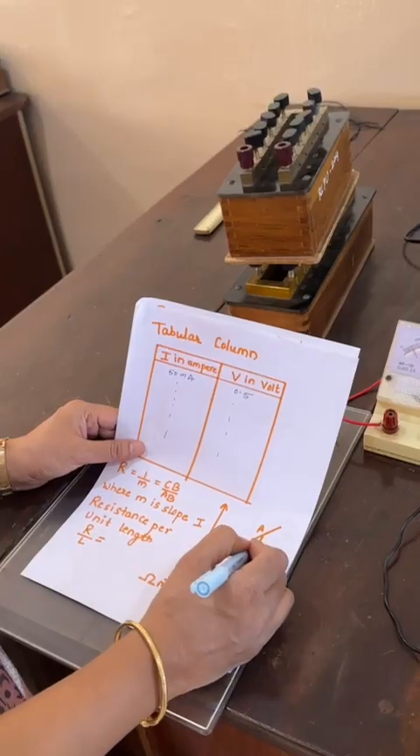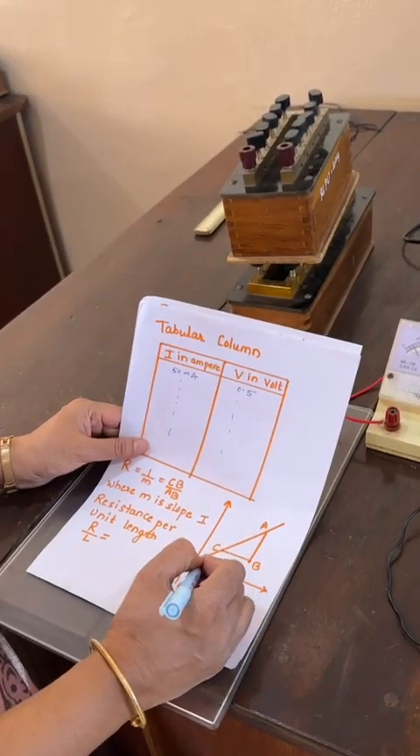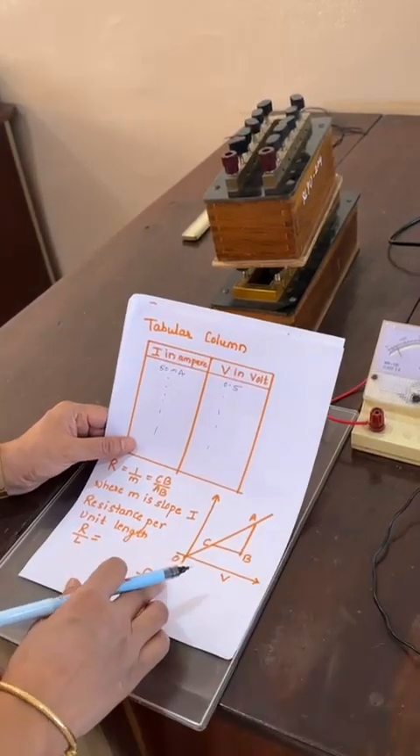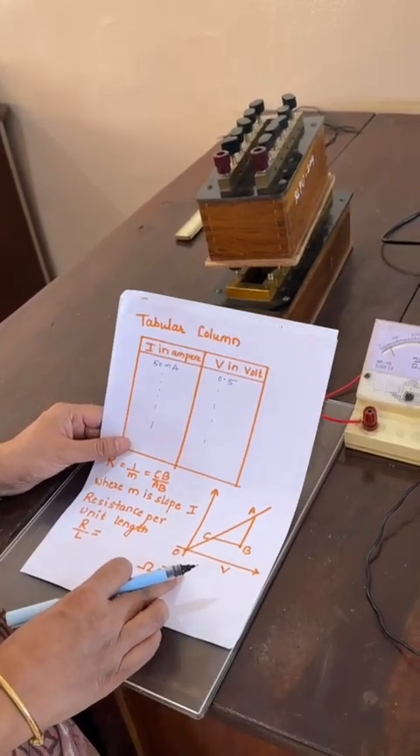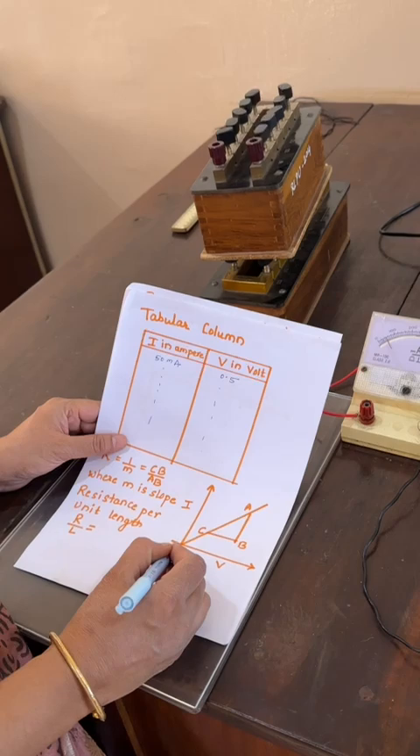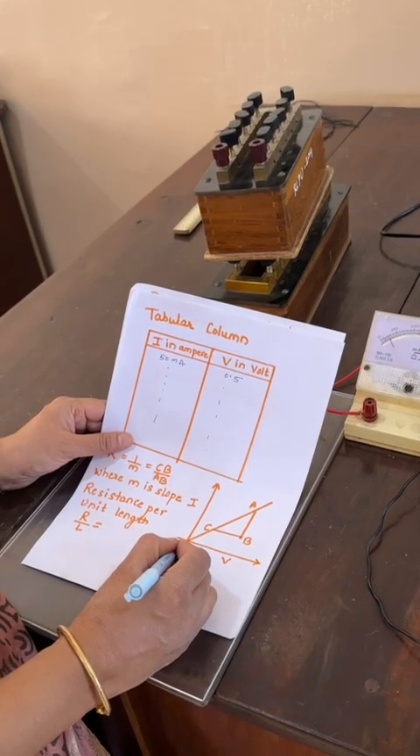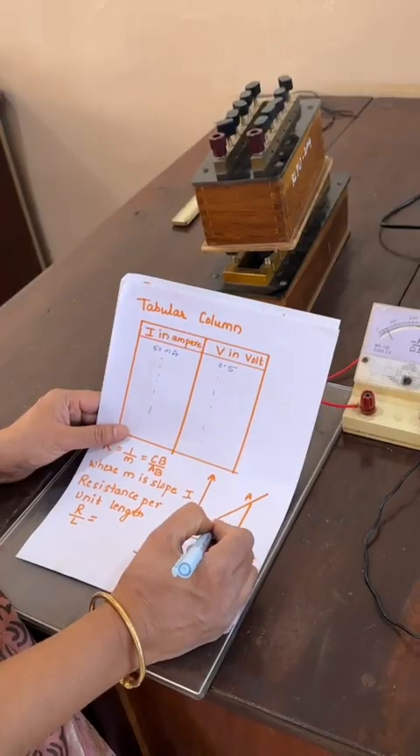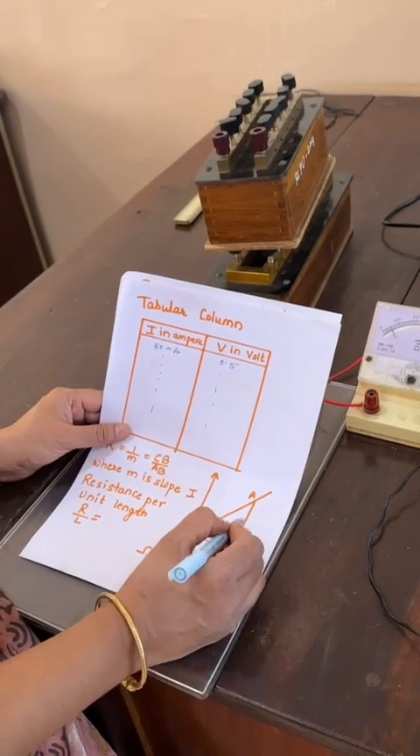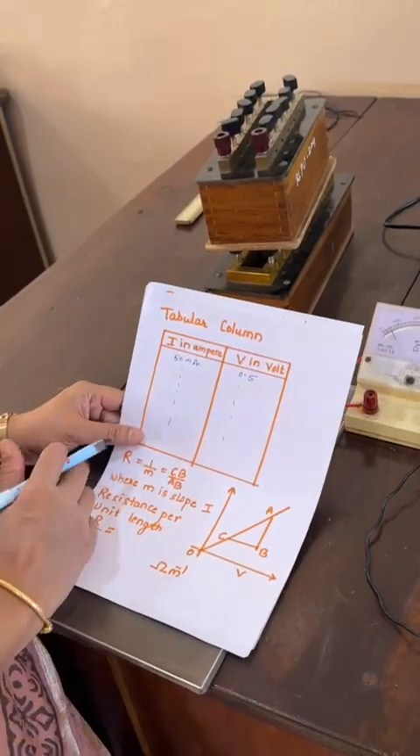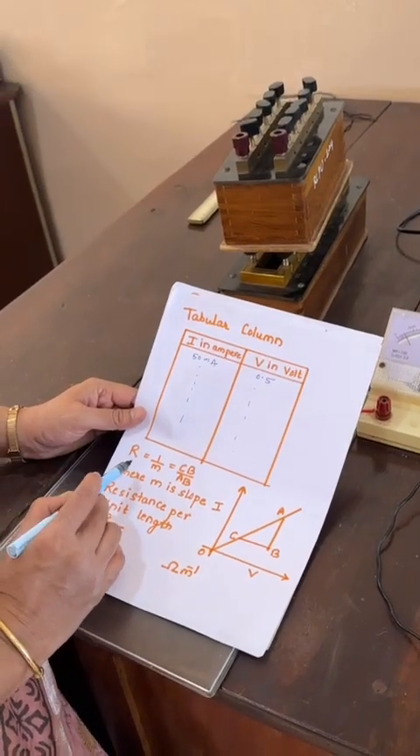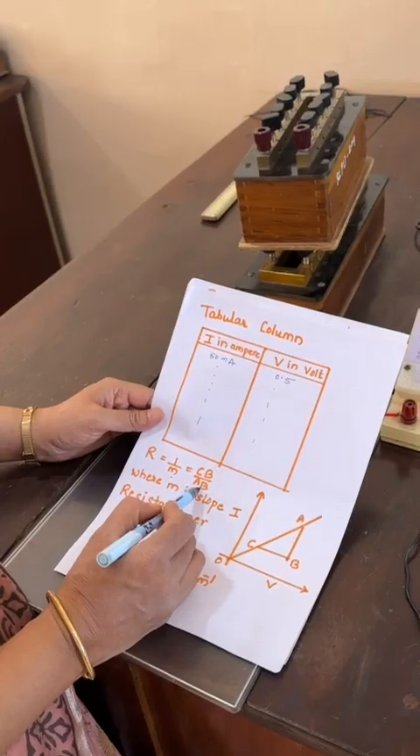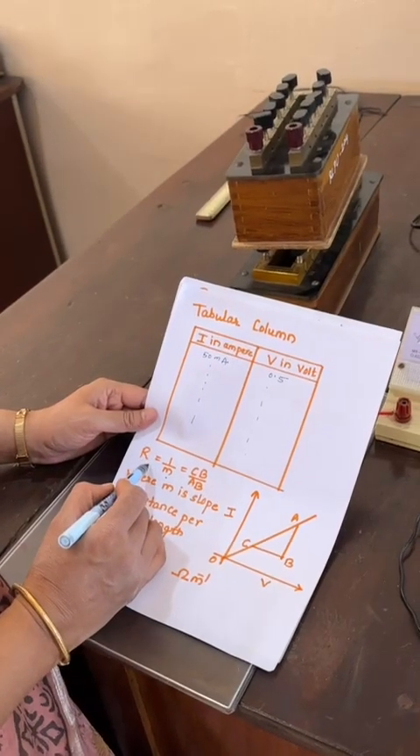Then we are going to mark the different points. We are going to get a straight line because this material wire obeys Ohm's law. Since it obeys Ohm's law, the graph will pass through the origin. So we are going to get a straight line. Now we are going to find the slope of the straight line, that is AB upon BC. So the resistance R is equal to 1 upon m, which is CB upon AB, because this is based on Ohm's law.